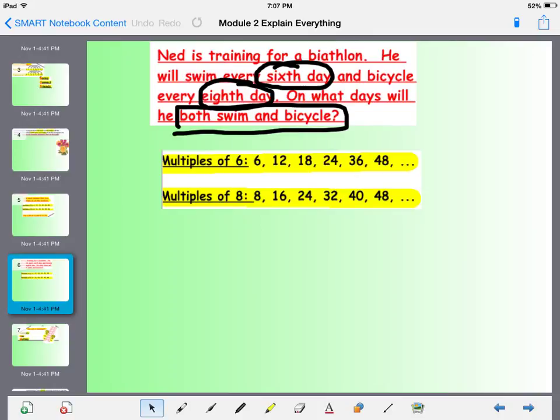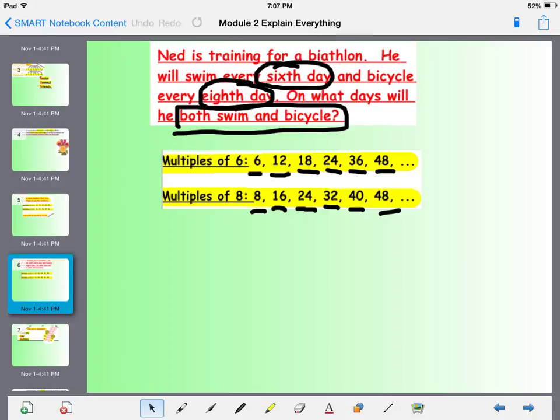Well, that means he's going to be swimming on day 6, on day 12, on day 18, on day 24, on day 36, on day 48, and so on. It also tells us that he's going to bicycle every 8th day. So on day 8, day 16, day 24, day 32, day 40, day 48. Now, on some of these days, he will be both swimming and riding his bicycle. And that's basically what they're asking me to do.